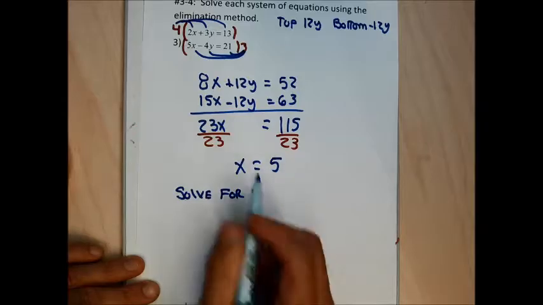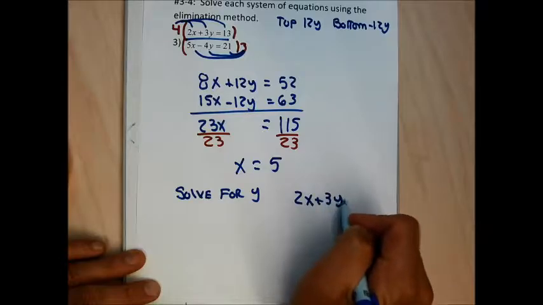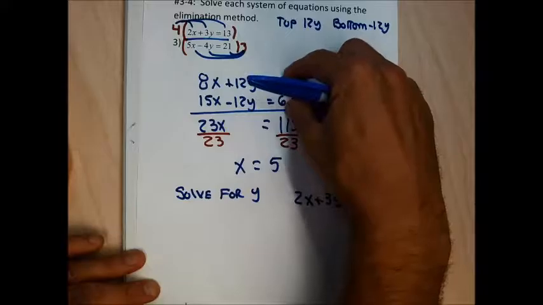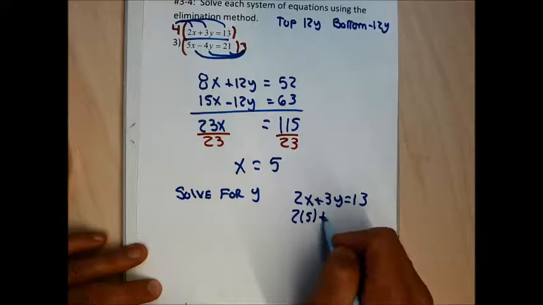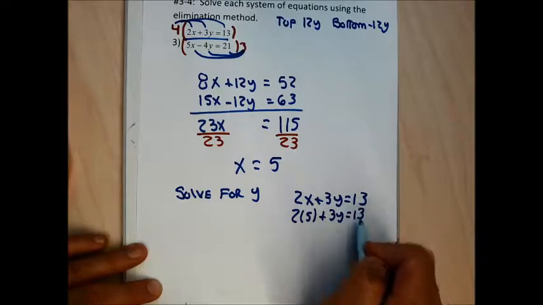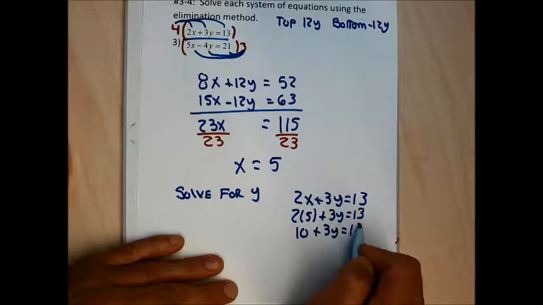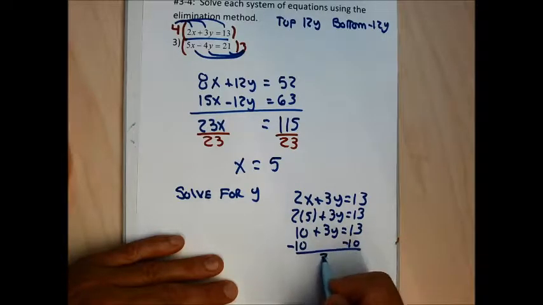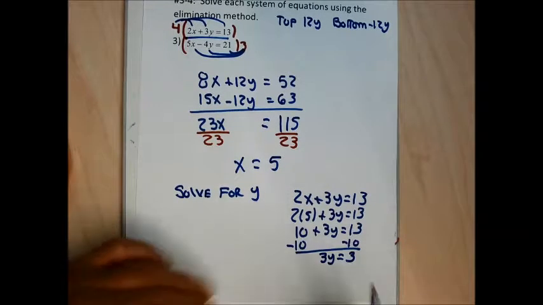I need to pick any equation that has a y. I like that one, so I'm going to use the equation 2x plus 3y equal to 13. The reason I don't like that one is because the y has negatives. The reason I don't like these is because the numbers are bigger. I'm going to plug in 5 for x and solve for y, so I'll get 2 times 5 plus 3y equals 13. That's going to give me 10 plus 3y equals 13. I'll subtract 10 from both sides, which will lead me to 3y equal to 3, and then divide by 3. I'll get y equal to 1.